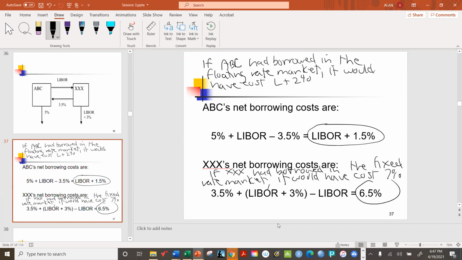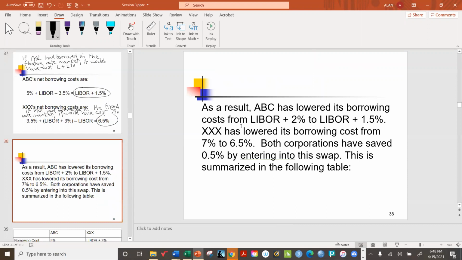two companies is saving 0.5%. So they basically split the savings right down the middle by swapping directly with each other. Now, in practice, they probably would not swap directly with each other. They would probably find an investment bank to act as an intermediary. But still, the bottom line is they're arranging the swap between themselves so that they can take advantage of the differential borrowing costs in the two markets. But none of this works unless they have a comparative advantage in different markets. If they both have a comparative advantage in the same market, none of this does either side any good.